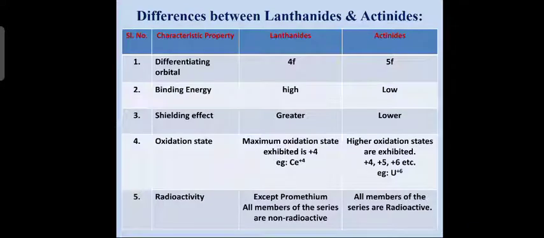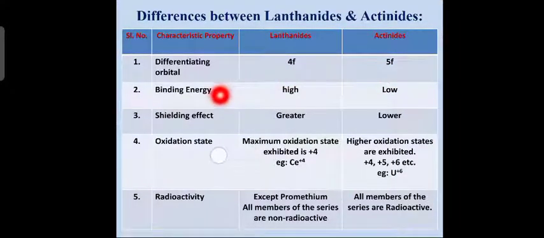Alright, next slide. Differences between lanthanides and actinides. Here you will see the differences between lanthanides and actinides. The first part is property, by which we can distinguish between lanthanides and actinides. The differentiating orbital: lanthanides contain 4f orbital, actinides contain 5f orbital.